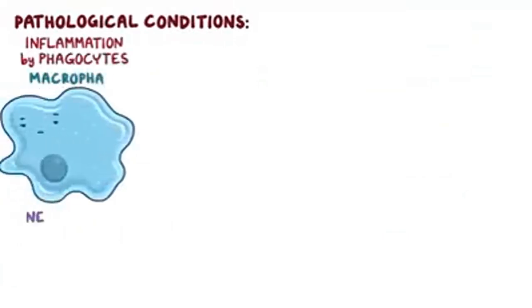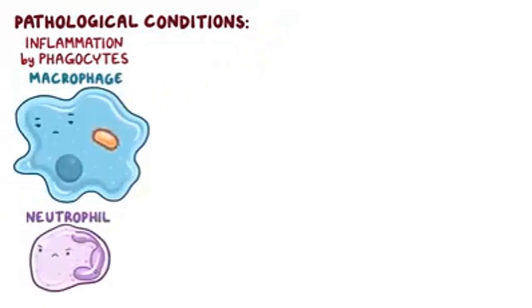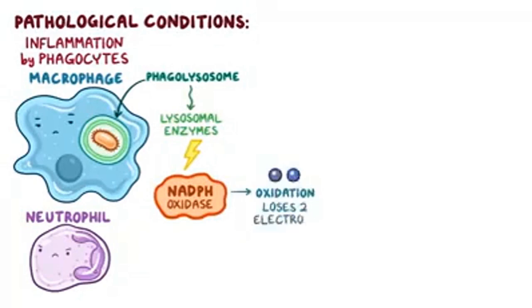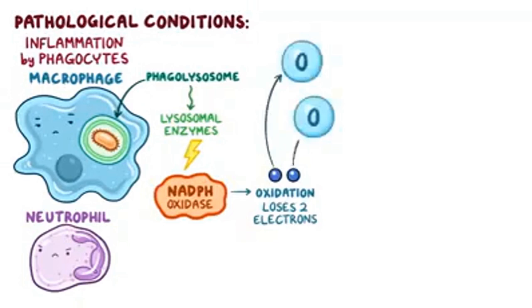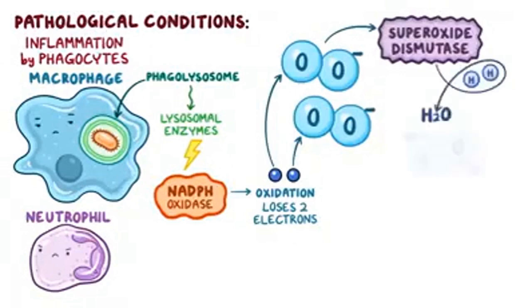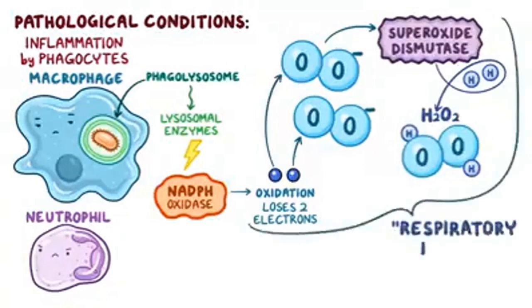There are also pathological conditions where free radicals can be generated. First, they can be produced during inflammation by phagocytes, like macrophages and neutrophils. When a pathogen invades the body, the phagocyte gobbles up the pathogen, forming a phagolysosome. These phagocytes also have an enzyme called NADPH oxidase, which gets activated by the lysosomal enzymes, causing NADPH to undergo oxidation and lose 2 of its electrons. Nearby oxygen molecules can grab these electrons to form superoxide ions. Another enzyme, superoxide dismutase, can take these ions and combine them with hydrogen ions to form hydrogen peroxide. This process of producing superoxide ions and hydrogen peroxide is called the respiratory burst.